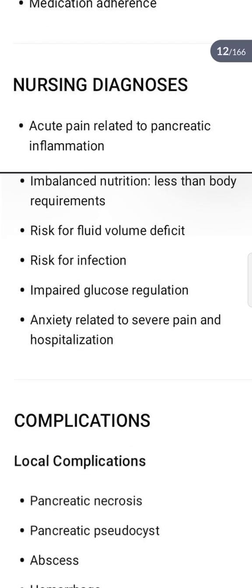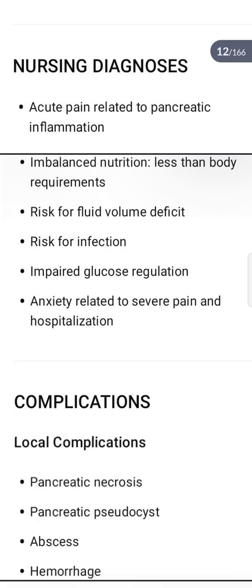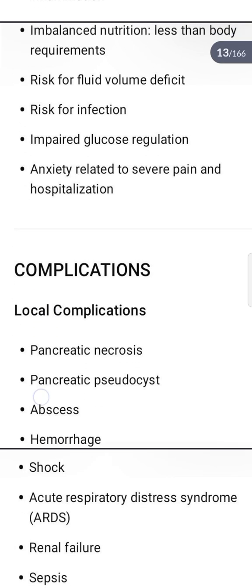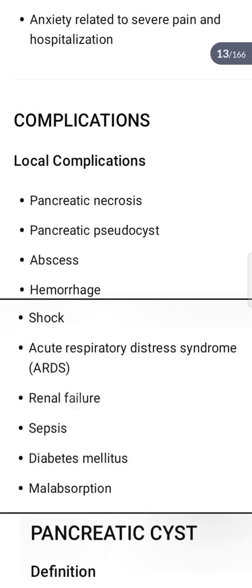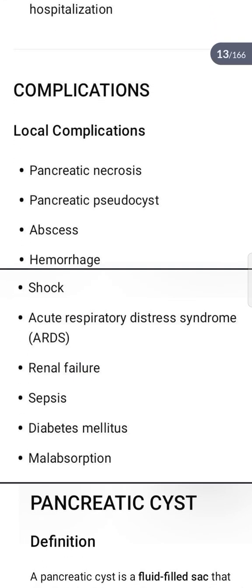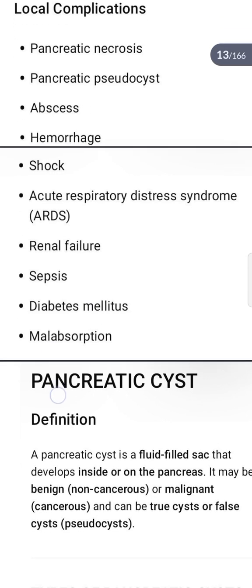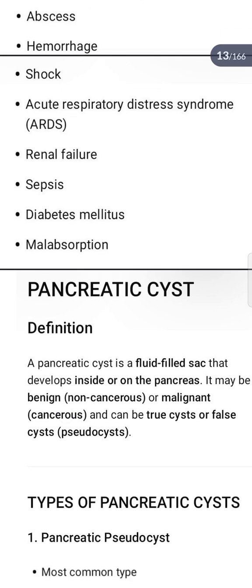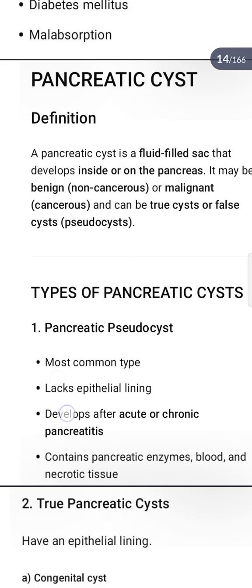Nursing diagnoses: acute pain related to pancreatic inflammation, imbalanced nutrition less than body requirement, risk for fluid volume deficit, risk for infection, impaired glucose regulation. What are the complications? Local complications we are having: pancreatic necrosis, pancreatic pseudocysts, abscesses will be there. Hemorrhage will be there, shock condition can be there, acute respiratory distress syndrome can be there, renal failure, sepsis, septic meningitis, and malabsorption syndrome can be there.